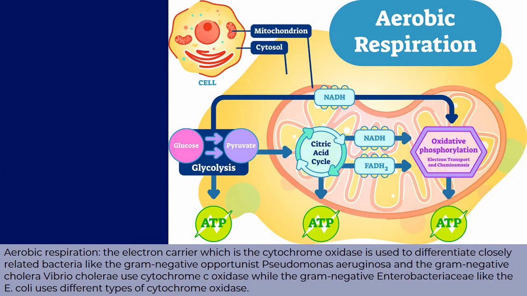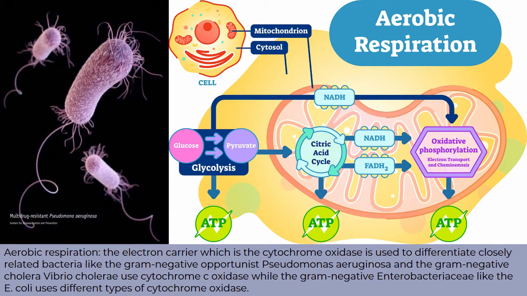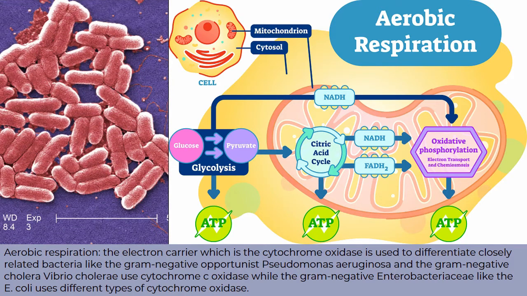As the name suggests, aerobic respiration relies on oxygen. The electron carrier, which is the cytochrome oxidase, is used to differentiate closely related bacteria, like the gram-negative opportunist Pseudomonas aeruginosa, along with Vibrio cholerae, which both use the cytochrome C oxidase, while the gram-negative Enterobacteriaceae, like the E. coli, use different types of cytochrome oxidase.